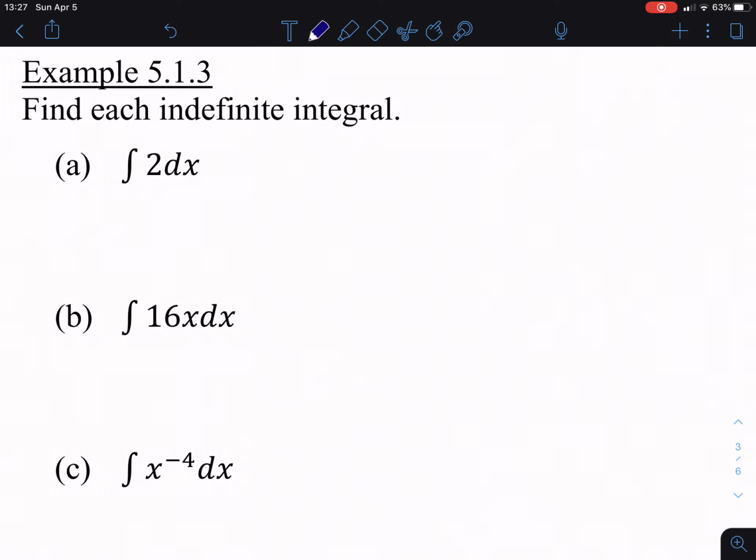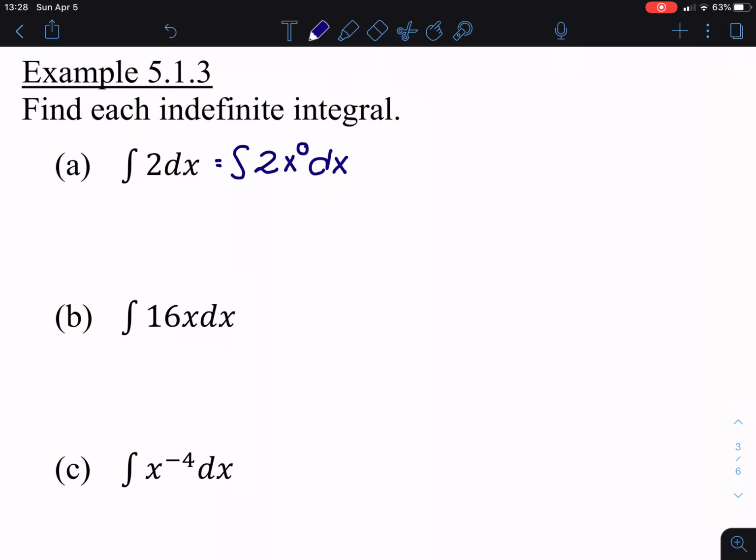Okay, now we'll work out some examples of finding an indefinite integral. So in the first case, we are finding the indefinite integral of 2 dx. Right? So let's go ahead and rewrite that with a variable in there. So if it's just 2, that means that x is raised to the 0 power. Okay? And that's dx.